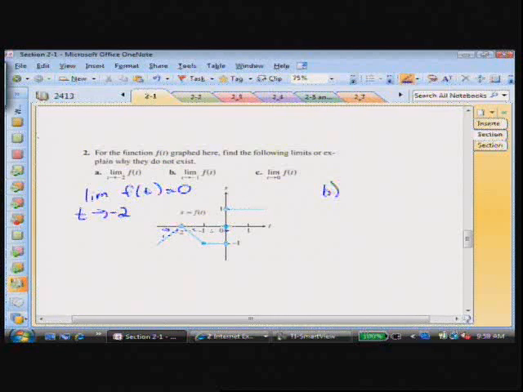Now, B asks for the limit as t approaches -1. Okay, so let's look at that. At -1, if I come in from the left, what's the y value that I'm getting closer and closer to? -1. And if I come in from the right, notice I always am getting -1, right? And so it is, in fact, -1. So say to yourself, what is the y value as the t or the x comes in from either side?